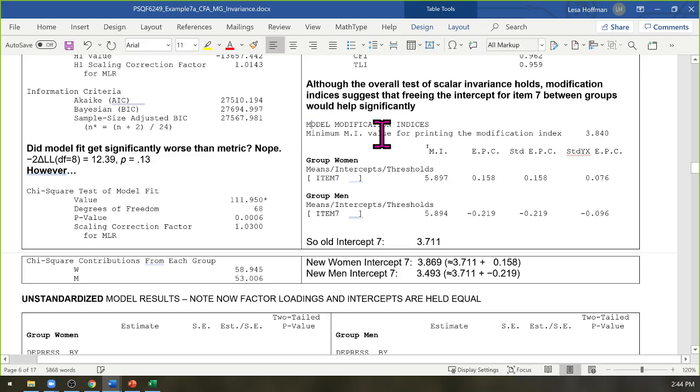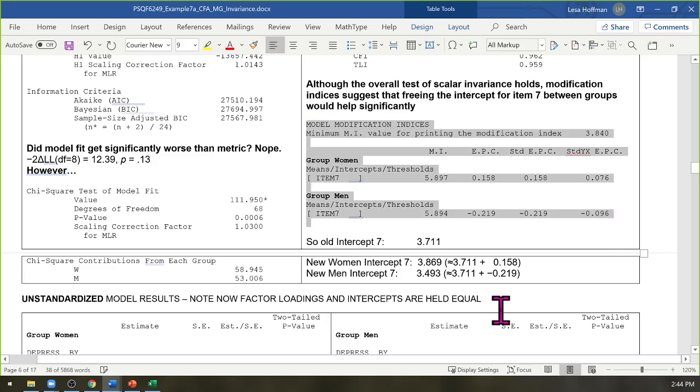Model modification indices. Do you remember these things? Now I call them voodoo because they are completely mathematically based suggestions for what you should do to your model and how much the chi-square test should improve if you make these suggestions. In this context, though, they're not quite as voodoo-ish because I'm not going to be looking at all the suggestions. I'm only going to look for the ones that have to do with the layer of constraints that I'm currently working with.